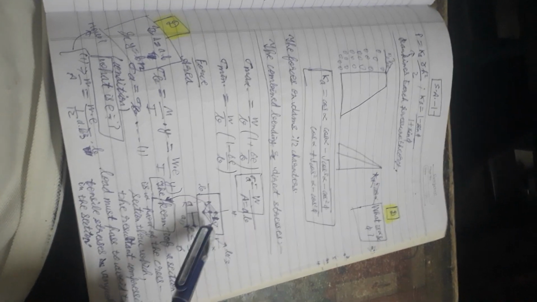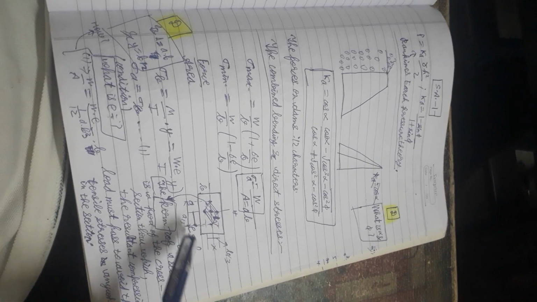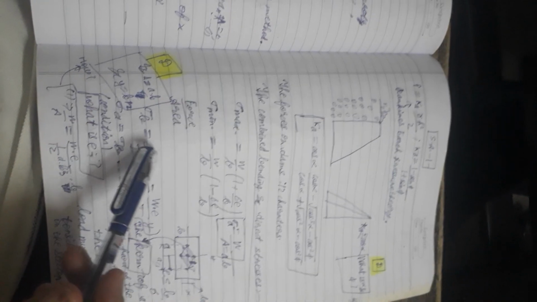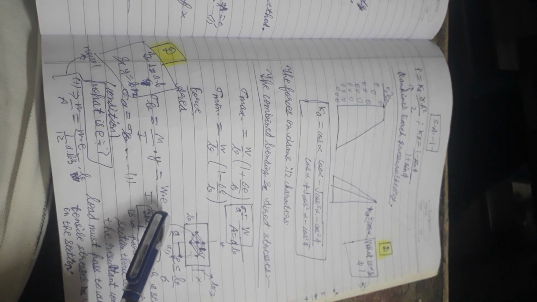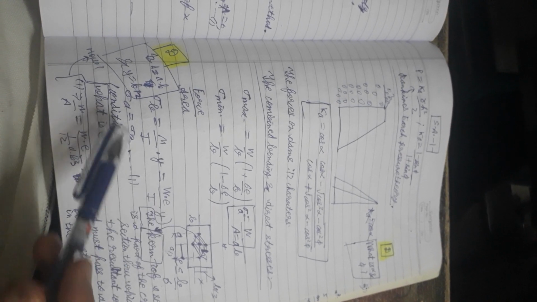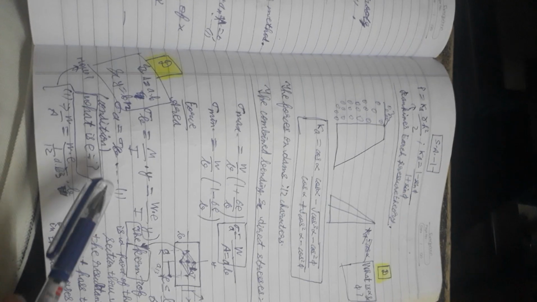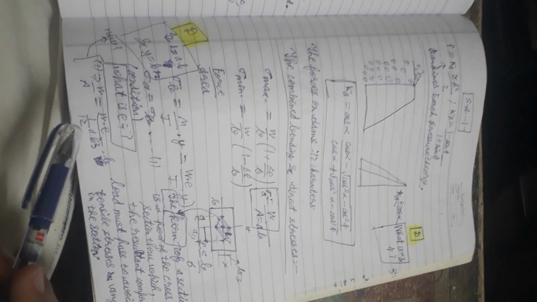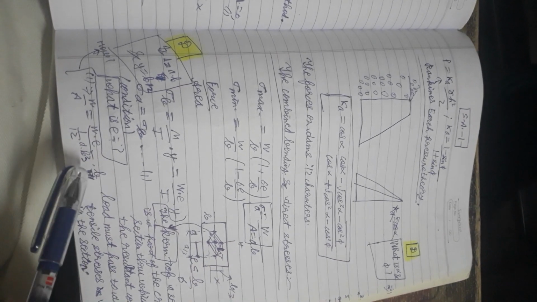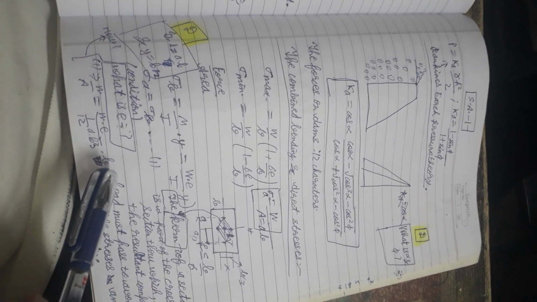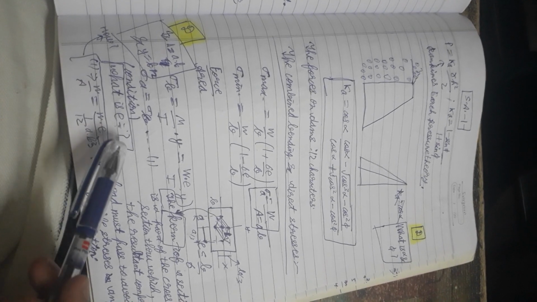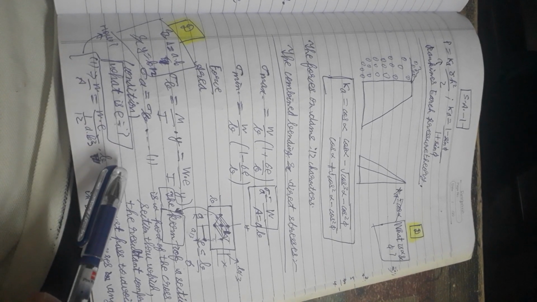Then this is B by 3, this can be B by 3. e is less than or equal to B by 6. A is equal to B into 1, y is equal to B by 2. Sigma b is equal to M into y by I, which is equal to W into e into y over I. Sigma direct is equal to sigma b, which gives the condition for e. W by A is equal to W into e by (half B cube) into B, so that e is equal to B by 6.